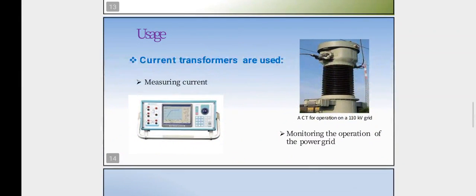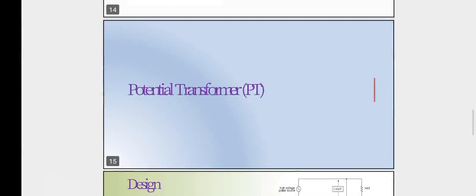So CTs are used in measuring current and monitoring the operation of the power grid. That is a major function of this CT. Then another instrument transformer is the potential transformer. The potential transformer theory is just like the theory of a general purpose step down transformer.